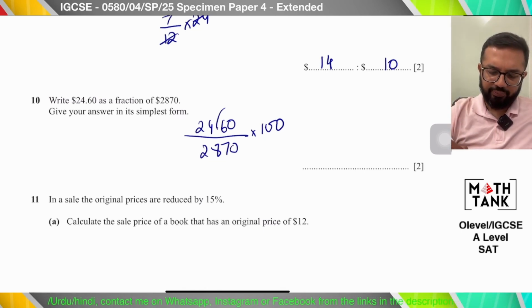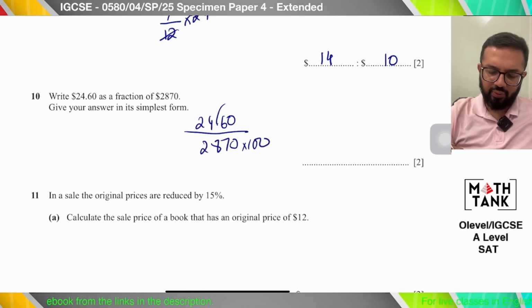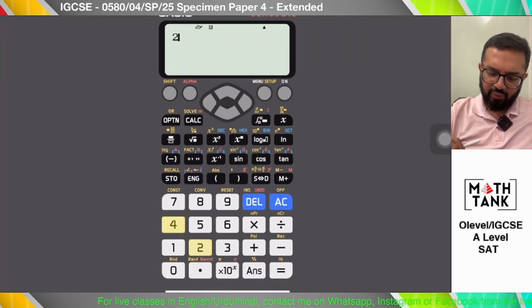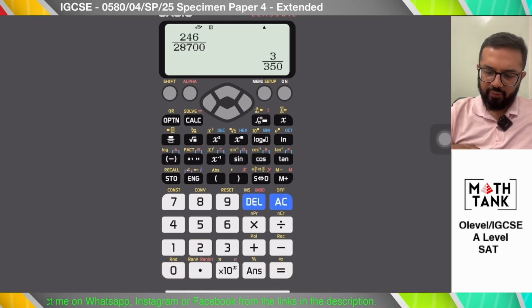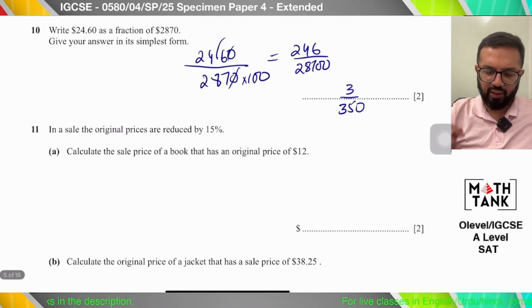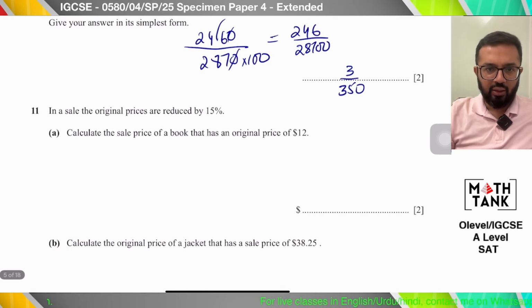Okay, as a fraction. So that's 100, the 0 cancels out with this. So that's 246 over 28700. The calculator will do this for me. I don't need to do this manually. Okay, so that's 3 over 350. Even if I'd written the original question on a calculator, I would have gotten the right answer.